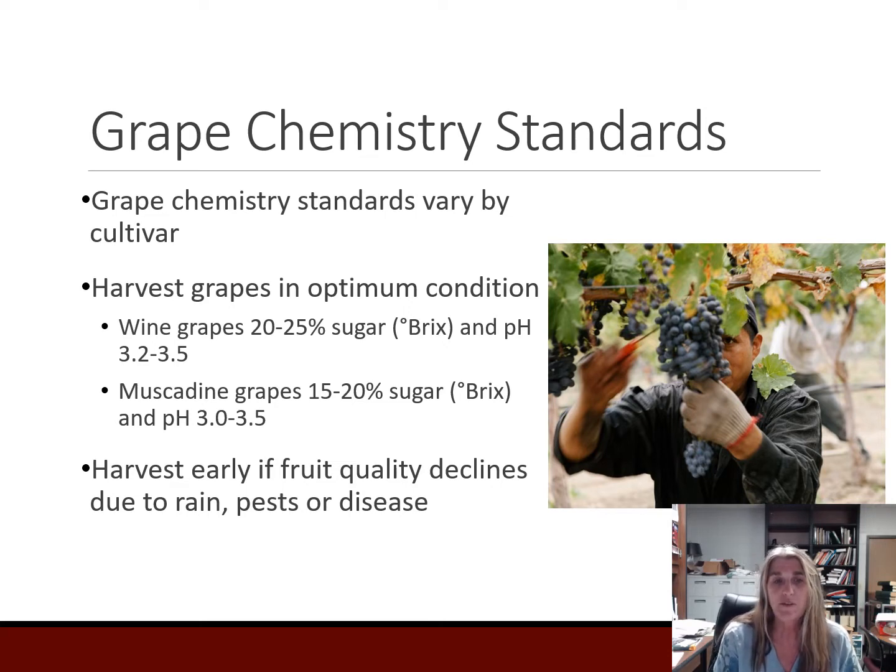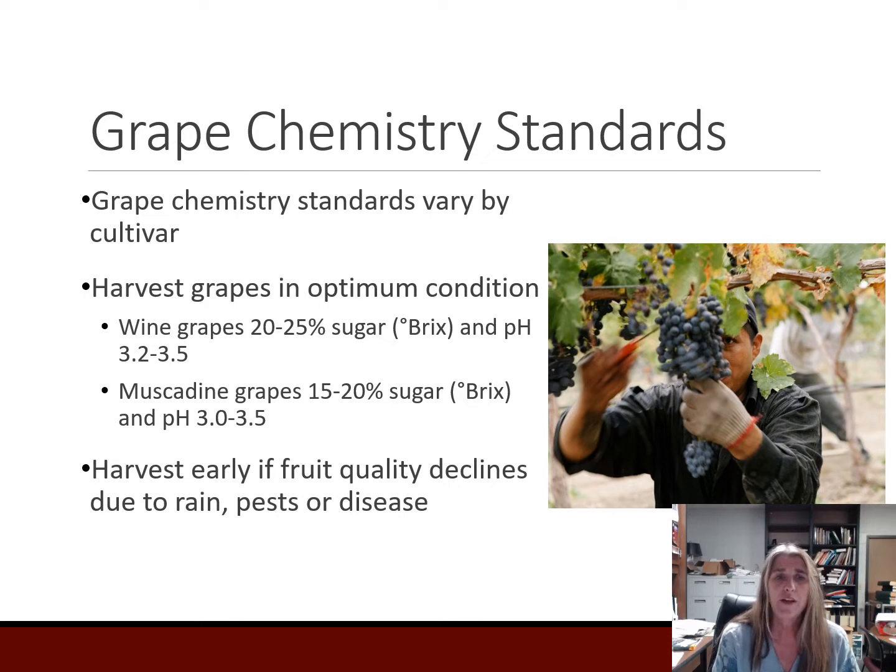For muscadine grapes, the parameters shift a little bit because muscadines will typically have a soluble solids between 15 and 20% and a pH of 3 to 3.5, but they're also notorious for having pHs lower than 3.0 as well.